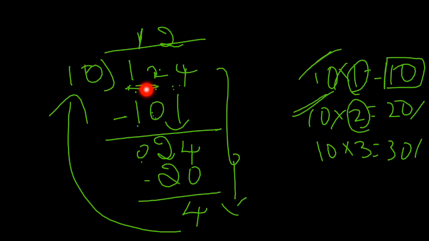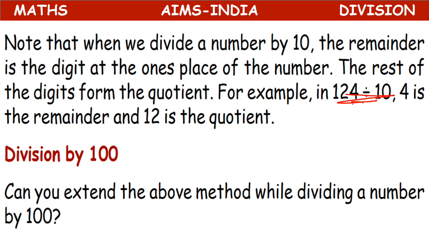The remaining digits 12 formed our quotient. Isn't it correct? Yes. So whenever division by 10 is given, understood right children, you don't even need to divide the number actually. Just write the digit in the ones place as the remainder and the rest of the digits form the quotient.